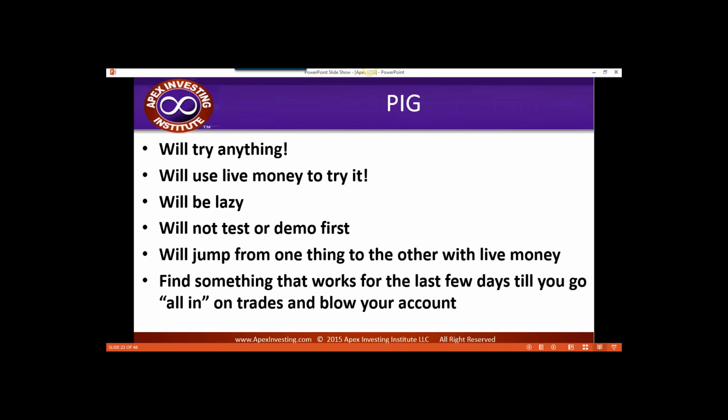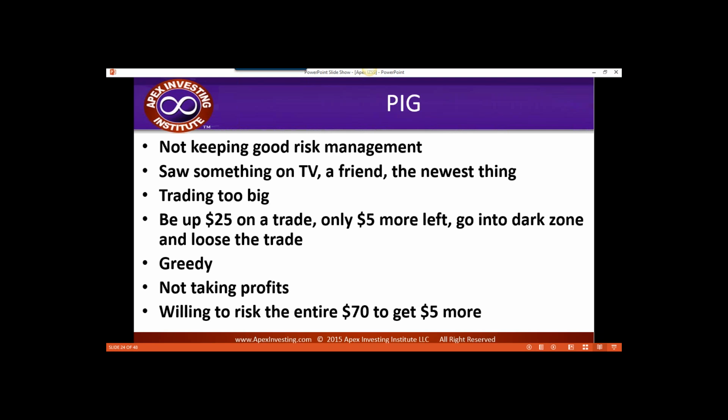And he'll jump from one thing to the other, and he'll find something that he lucked out on or happened to enter a trade and it happened to win. And he's like, this is great. Next trade, I'm risking my whole account. I'm all in. I'm doing it all, right? He's not keeping good risk management.